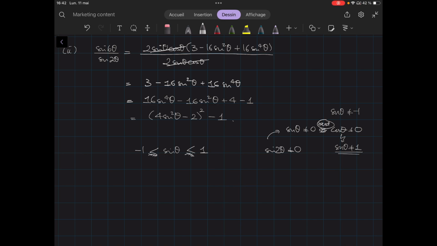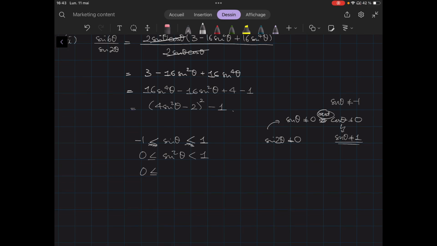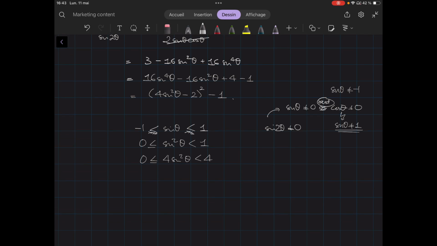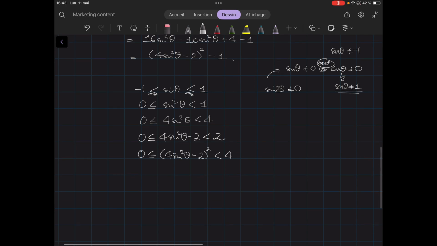Now we'll consider the bounds. First, we need to square the sine. Multiply by 4. Minus 2, squared, subtract by 1. And this gives us the required inequality.